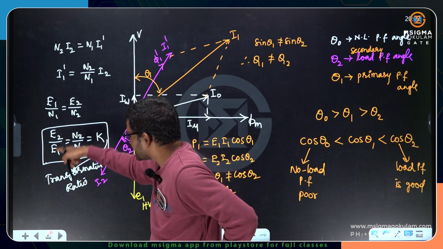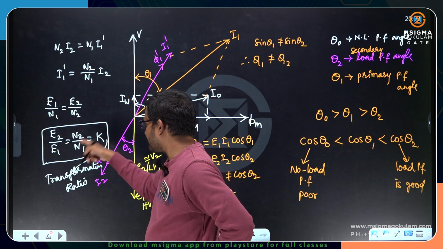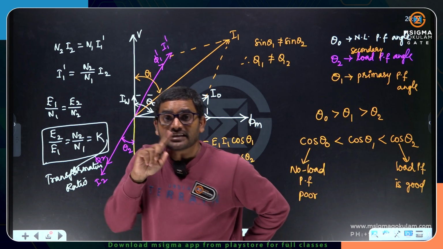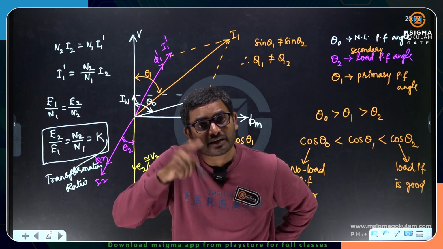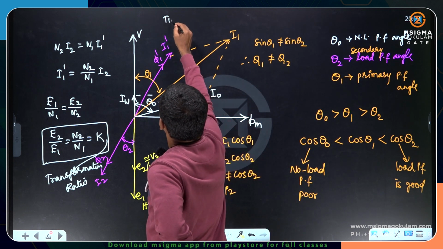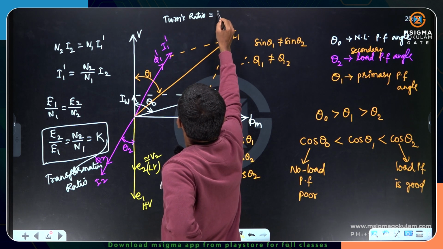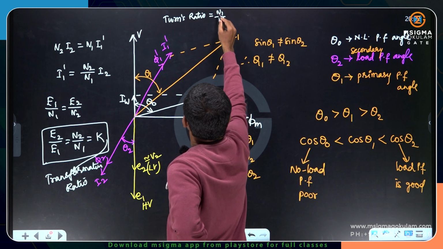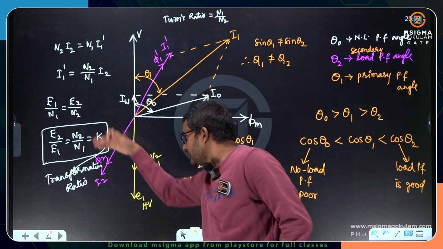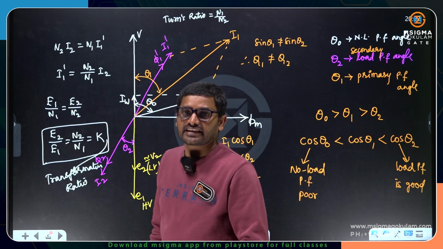E2 is the secondary voltage, E1 is the input voltage, like V2 by V1. N2 by N1 is equal to K. Not turns ratio. Turns ratio is simply N1 by N2. Please remember, turns ratio is N1 by N2. Transformation ratio is N2 by N1. Output by input, it is like a gain. Output voltage by input voltage, it is like a voltage gain.